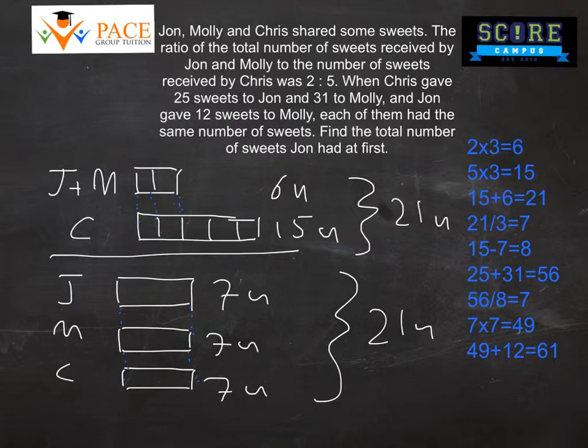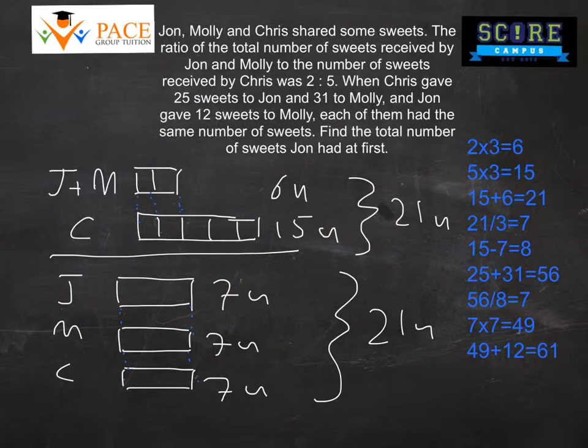2 times 3 is equal to 6. This is what I'm doing here. Find out how many small units these two have. 5 times 3 equals 15 to see how many small units Chris has. 15 plus 6 equals 21 to find out how many small units there are in total, right? So 21 divided by 3 equals 7. That shows how many small units each person gets.